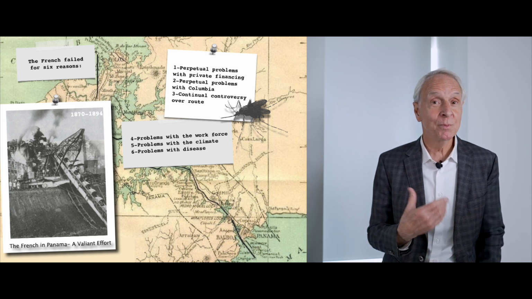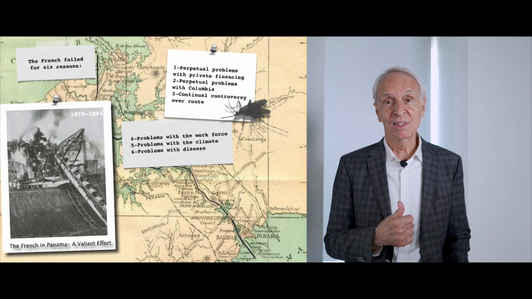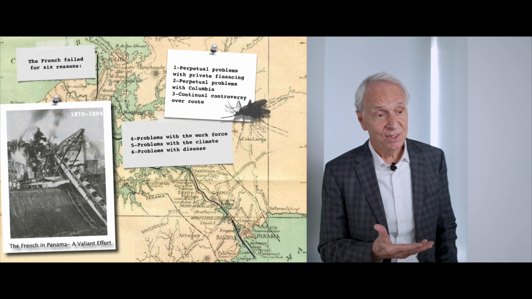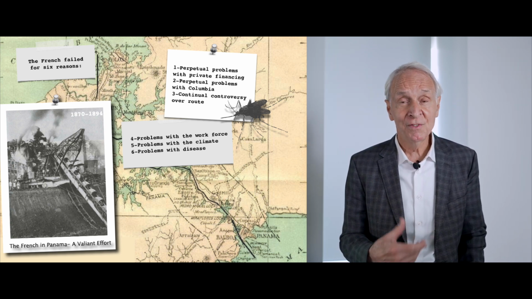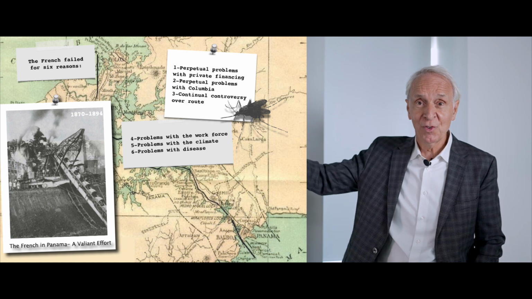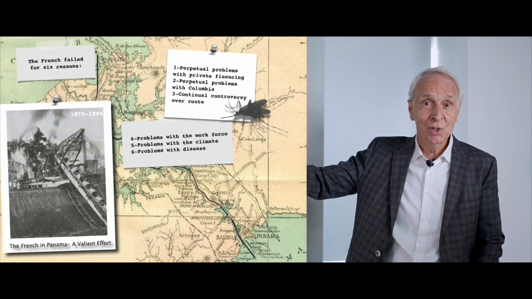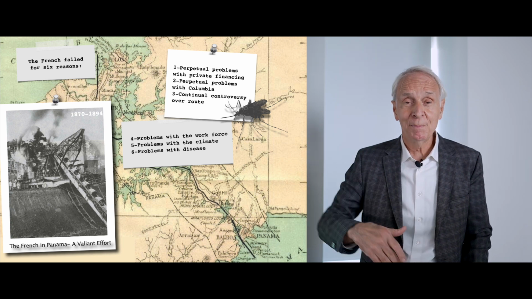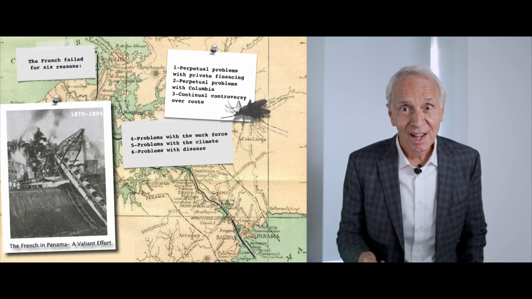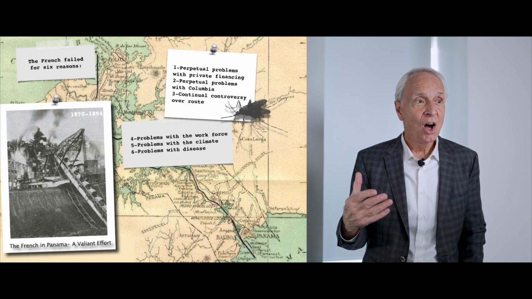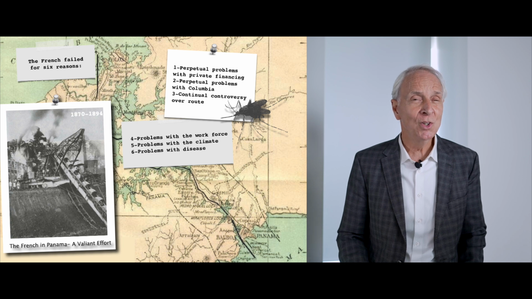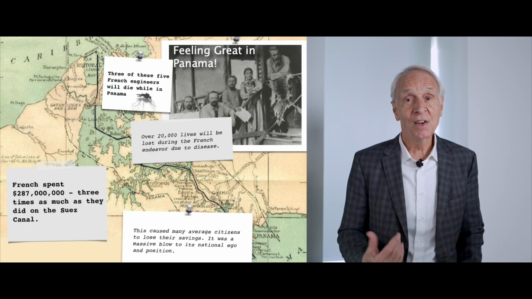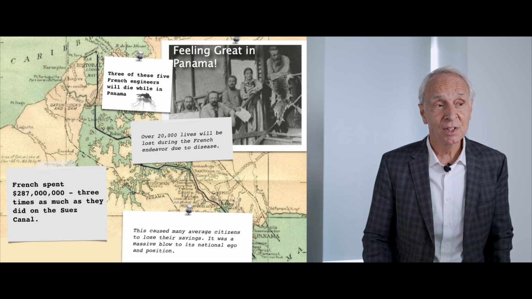The sixth problem was a perpetual problem with disease. This was the tropics. There were tropical diseases like malaria, yellow fever, and typhoid. All these French people had no immunities to those things, and they came to the tropics and they got sick and they died. And so it was all of these things, all six of them, contributing to the enormous problems that the French had. And finally, the French had to abandon the whole project.